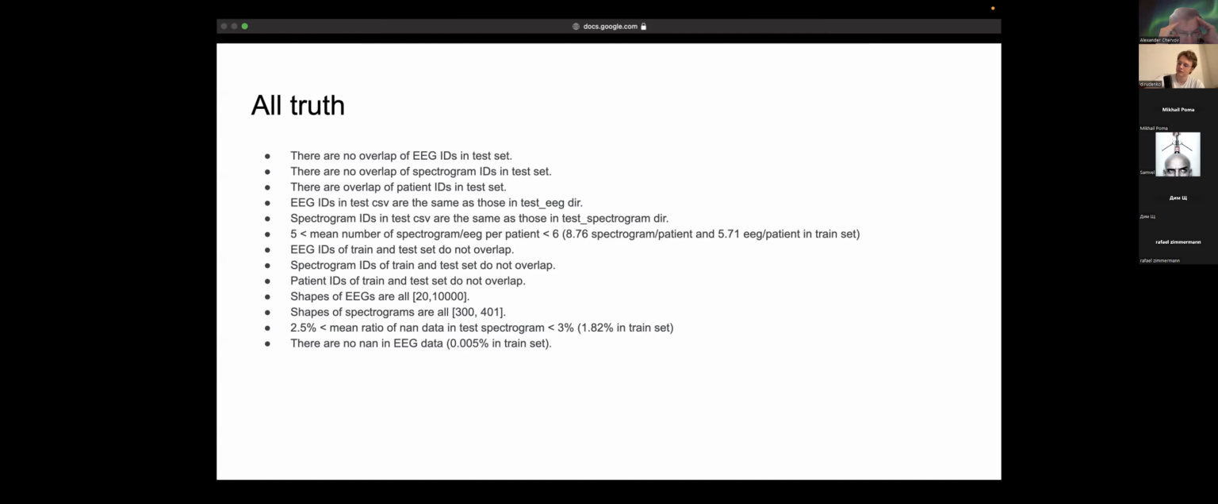And so the 2.5% is less than the mean ratio of NaNs in test spectrogram. But there are some. So there are some NaNs in spectrograms. Yes. I don't quite understand. But are there NaNs in EEG also? Yes. There are no NaNs in EEG data in test, but in train you have some, though not too many. For example, one electrode has gone dead or something. Okay. And 5 less than the mean number of spectrograms per patient makes it 6, the mean number of spectrograms. Oh, yeah, okay, I understand. There are no lots.